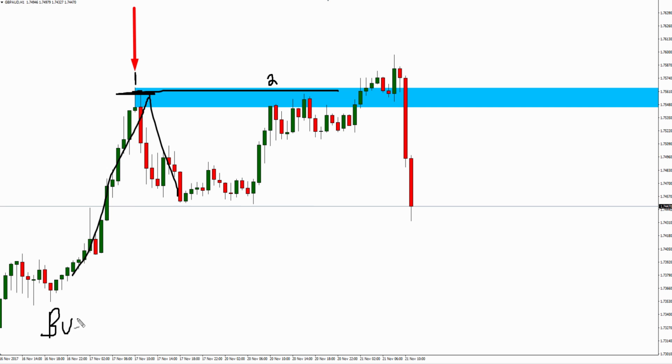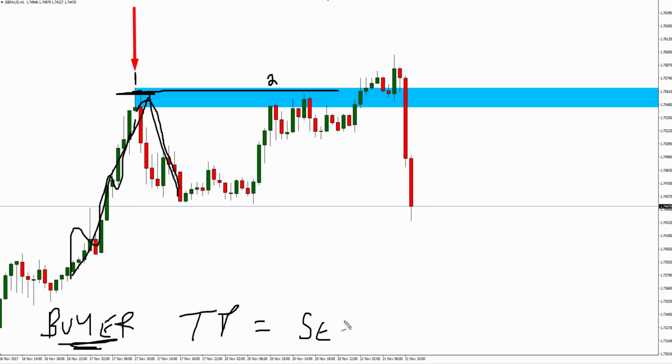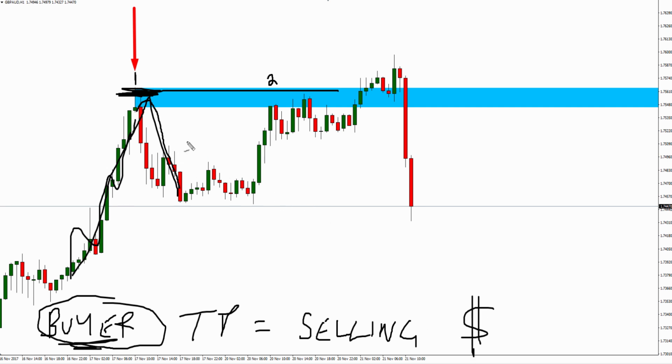If you were a buyer down in here, and you were making money, when it starts to turn and sell off and retrace, that's because those buyers are taking partial profits. Taking profits equals selling. So yes, it does mean that there is selling at the level, but it's not because there are people selling there wanting to push price down. Those buyers just want to bank some profits.